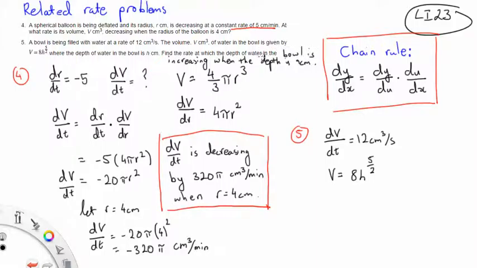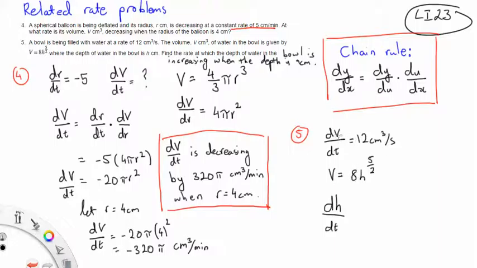Oh no, how the depth of the water in the bowl is increasing. What is this looking for? Find the rate at which the depth of the water in the bowl is increasing when the depth is 9 centimeters. Well, it wants to know the change in depth, which is h, so dh with respect to time.